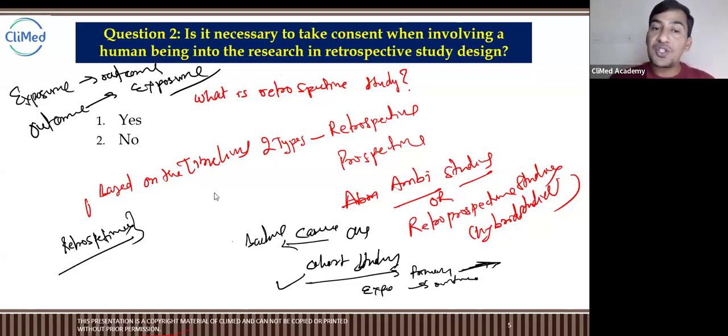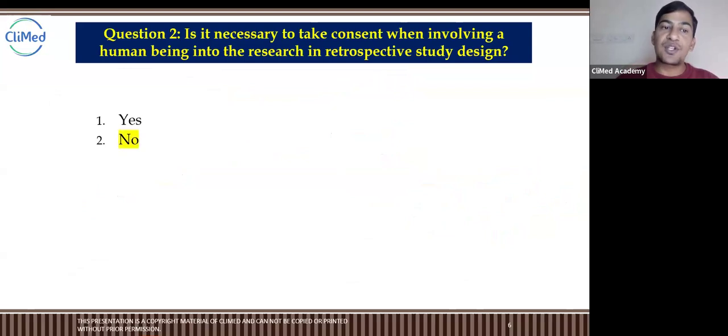But in the cohort studies or the prospective studies, I mean, all types of prospective study, whether backward or forward, you need a consent form. So the answer for this question is no, because retrospective studies do not need to collect the consent form. Understand, guys? I hope the question is clear now.